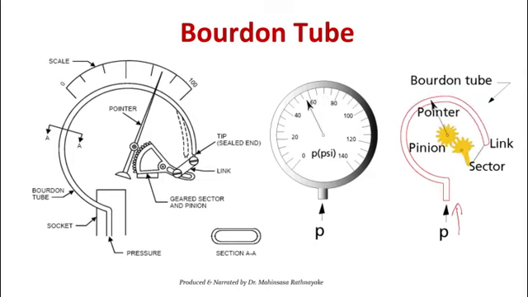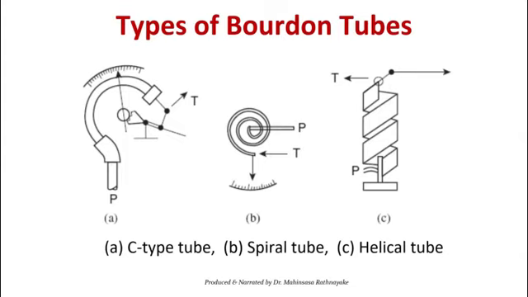So this whole Bourdon tube, mostly this can be found in the industry, right? Then there are several types of Bourdon tubes. What we saw in the previous slide is the C-type tube, but there are spiral and helical types. Only the shape changes, but the principle and how it works is the same, right?